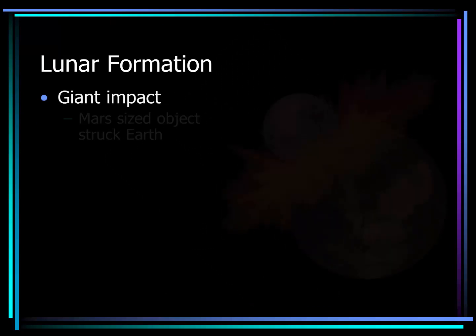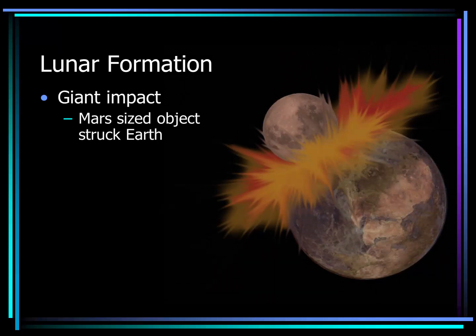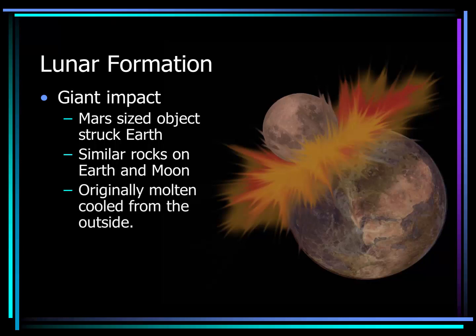Let's talk about the formation of the Moon. The leading hypothesis is the giant impact theory. It's likely that billions of years ago, a Mars-sized planetesimal collided with the protoplanet Earth. Why do we know this? We've discovered that the rocks on the Earth and the Moon have similar composition. This could also explain why the early Earth and the Moon were likely molten, and they slowly cooled from the surface going inwards.